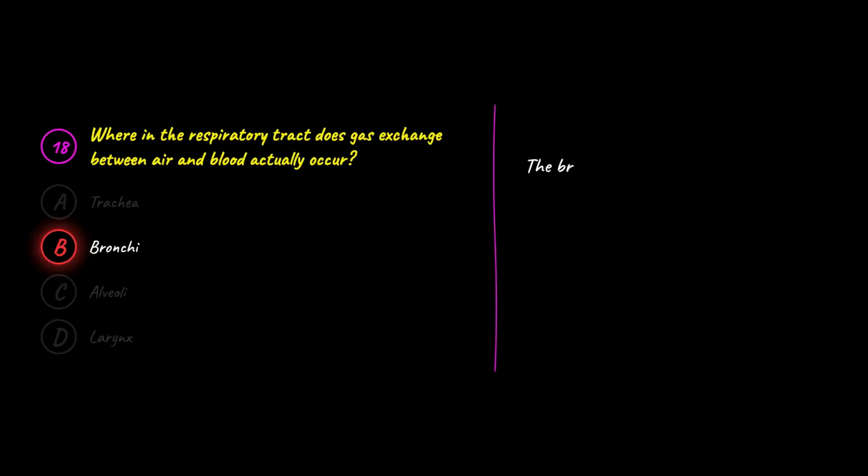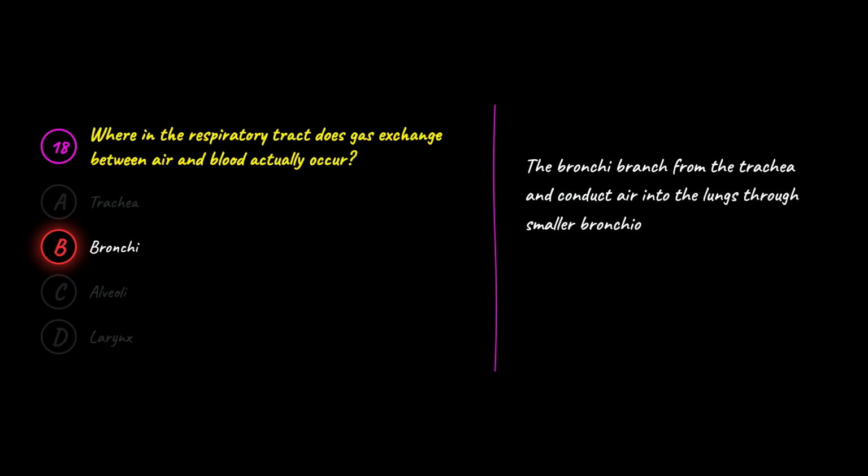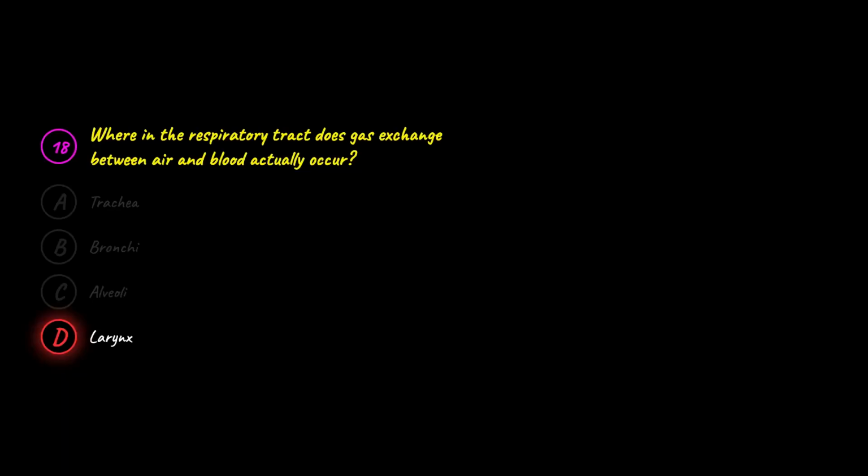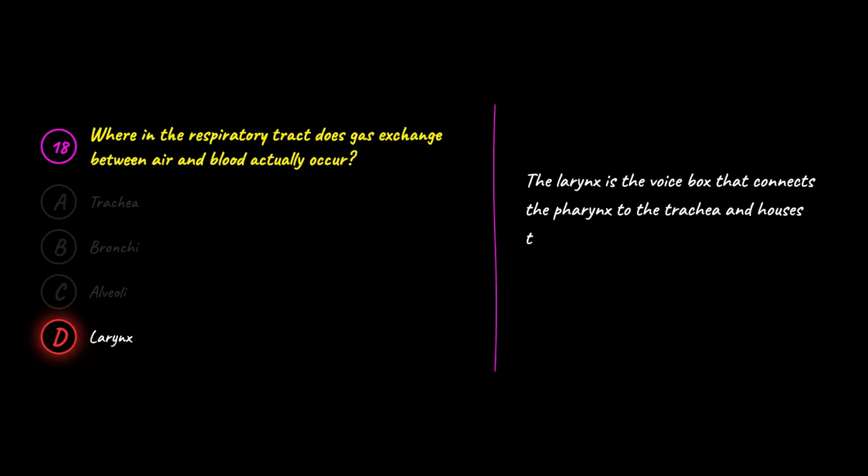B is wrong because the bronchi branch from the trachea and conduct air into the lungs through smaller bronchioles. They are part of the conducting zone of the airway, not the respiratory zone where gas exchange occurs. D is wrong because the larynx is the voice box that connects the pharynx to the trachea and houses the vocal cords. It plays a role in airway protection and phonation, but not in gas exchange.